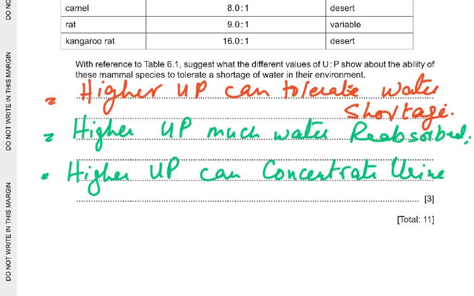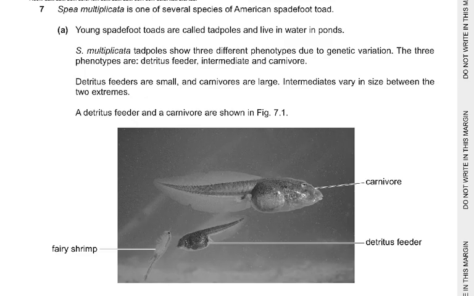When in the question it says with reference to table 6.1, then please do refer to this. Read the table again and then write your answer in continuation of the table. So higher U:P can tolerate water shortage, higher U:P much water reabsorbed, higher U:P can concentrate urine. All these things we got from the table, nothing of some information that you knew before. It's just also information from the table. Now coming to question number 7, Spea multiplicata is one of the several species of American spadefoot toad.